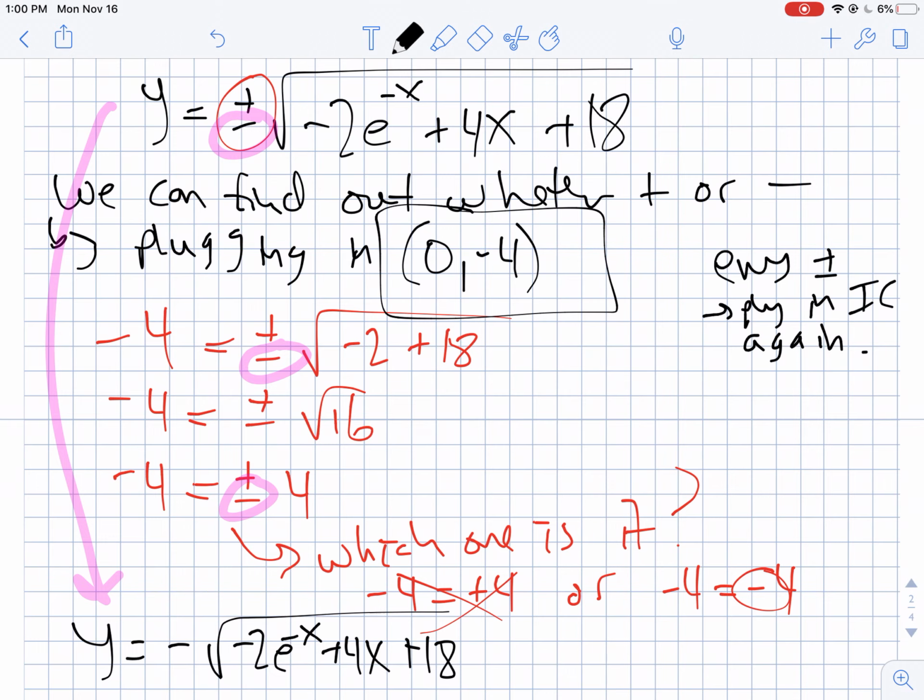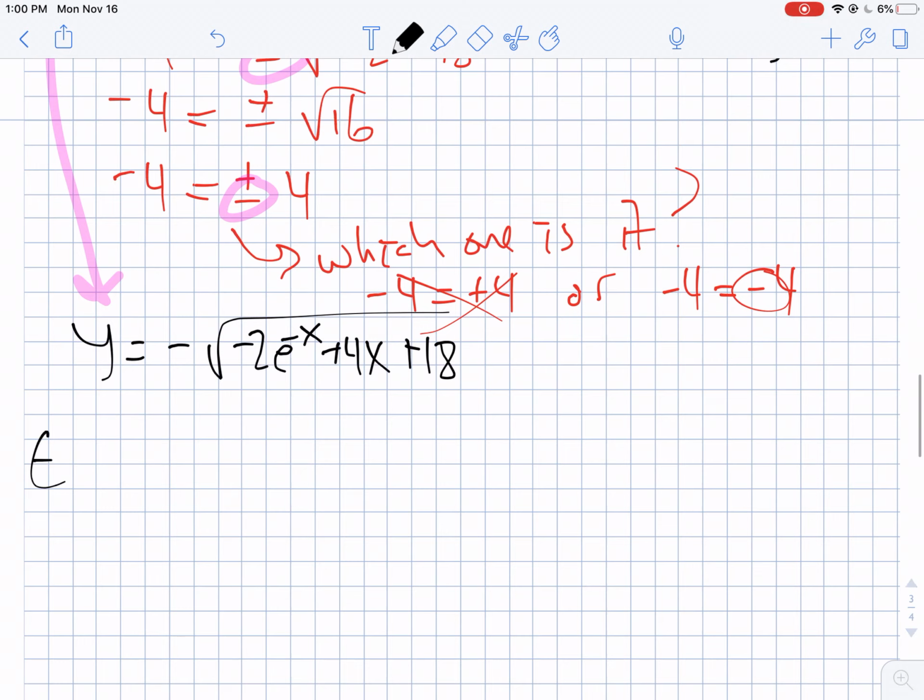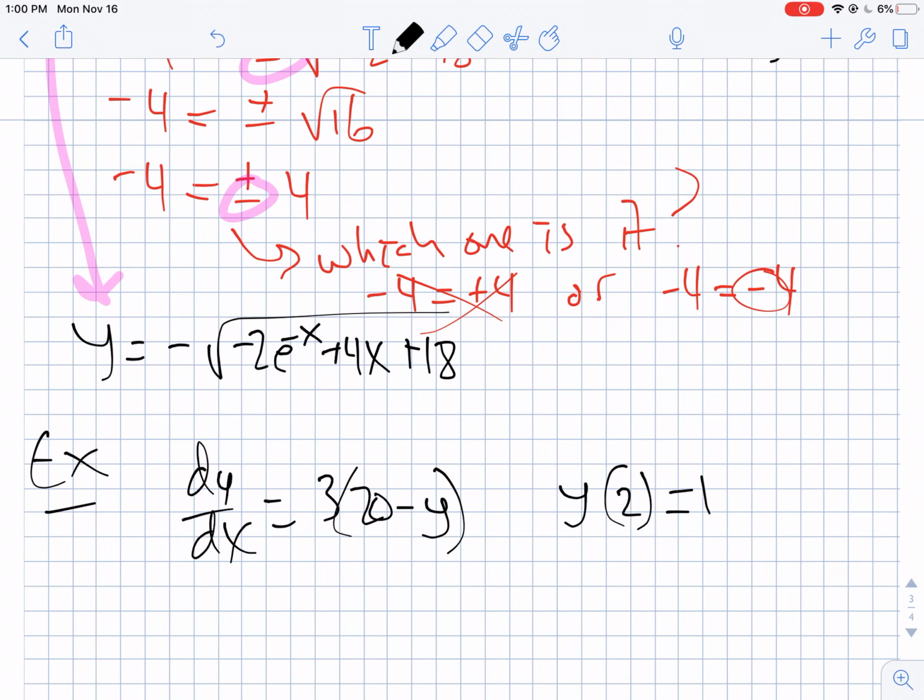Okay, one more brief example that I wanted to go with. So let's say we have this dy dx, and this one's going to be tricky with a lot of minus signs in it. 320 minus y, and I'm going to tell you y of 2 equals 19. Find the particular solution.